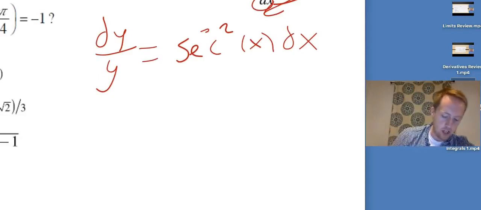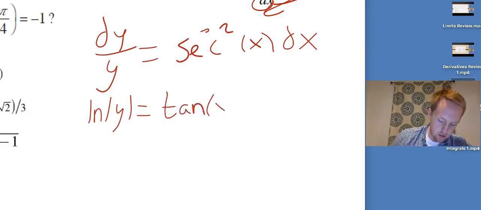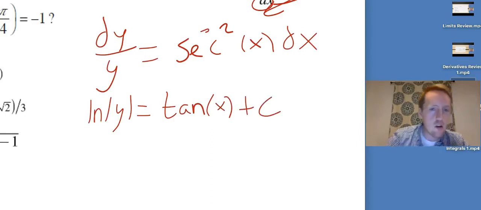Now I'm going to anti-differentiate. Antiderivative of secant squared is tangent. That earns you another 2 points. You get 1 point for each antiderivative. Now you get another point just for figuring out what c is.